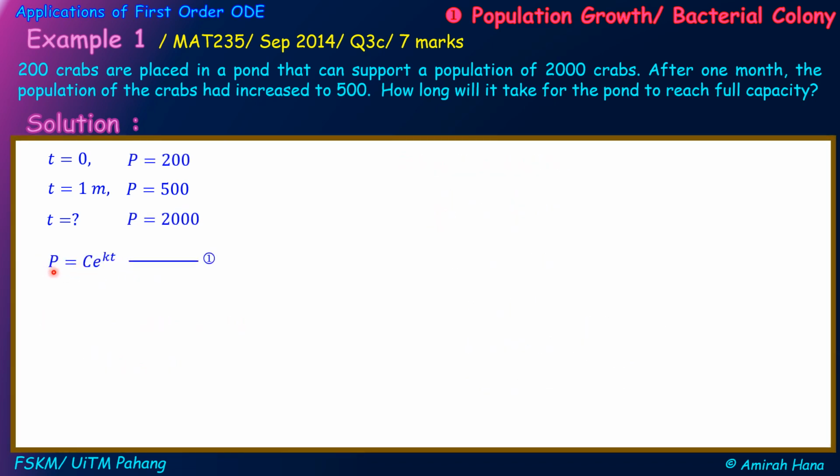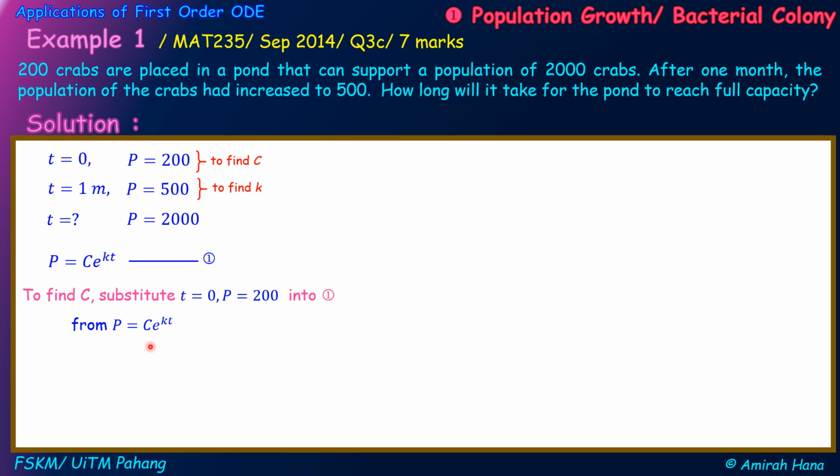From the previous slide, P equals C e to the power of kt, equation 1. We can substitute t equals 0, P equals 200 to find the value of C. And we can substitute t equals 1 month, P equals 500 to find the value of k. Then we can find the time. So to find C, substitute t equals 0 and population equals 200 into equation 1.